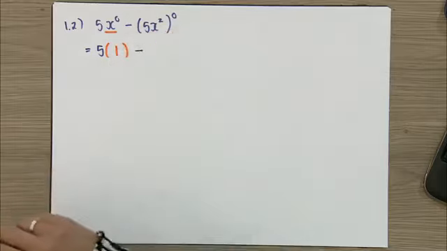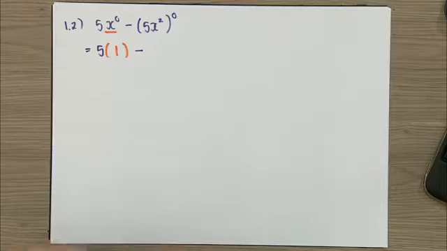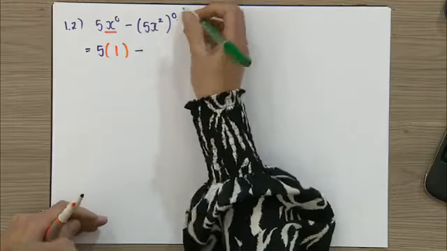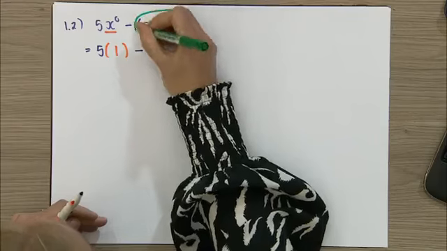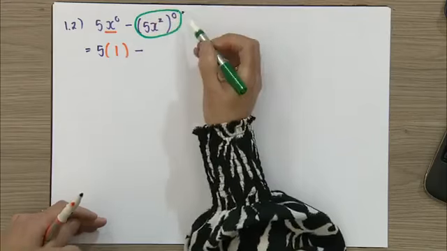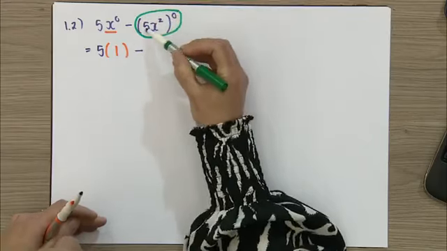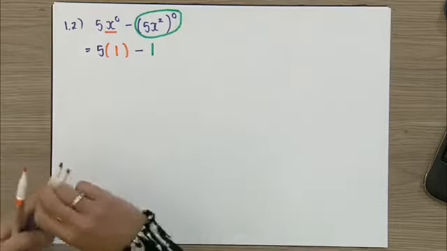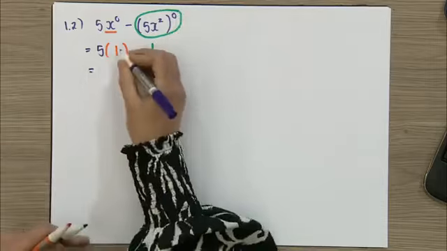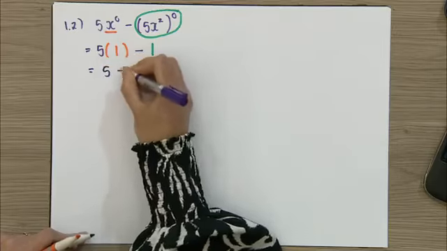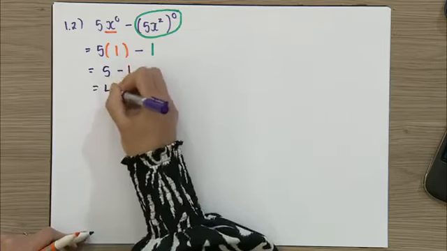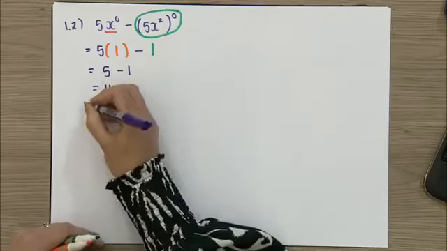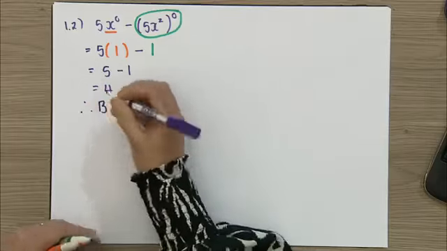Minus the second term. Where is the power of 0? It's on the outside, which means it belongs to the entire bracket, which means that entire bracket, anything to the power of 0, is 1. So now we can finish it quickly. 5 times 1 is 5, minus 1 is 4. And let's go look. Do we have that answer in our multiple choice? Yes, it is number B.